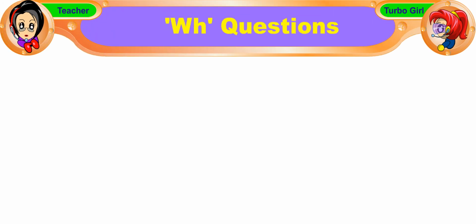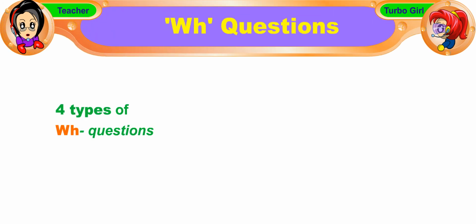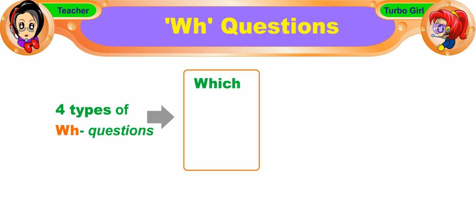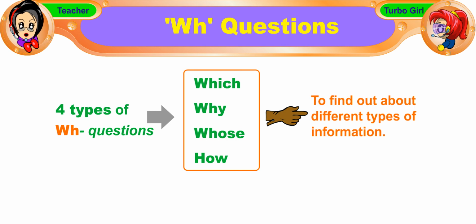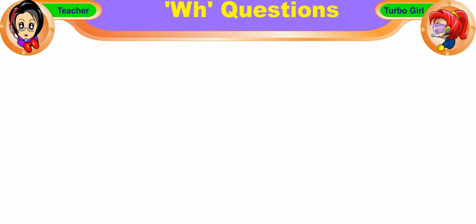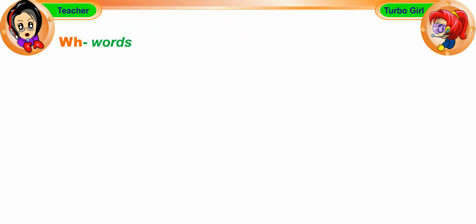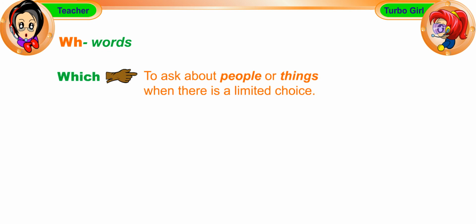Hello, Turbo Girl. We will learn 4 types of WH questions today, and they are questions beginning with which, why, whose, and how. We use different WH words when we want to find out about different types of information. Let's first look at the WH word which. We usually use which to ask about people or things when there is a limited choice.